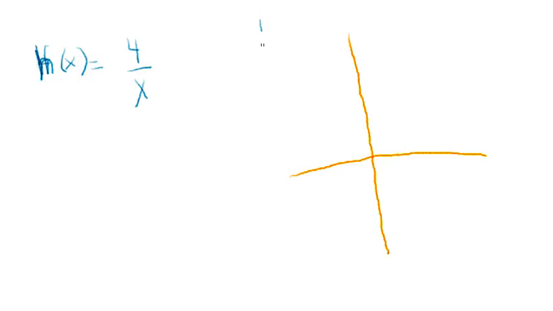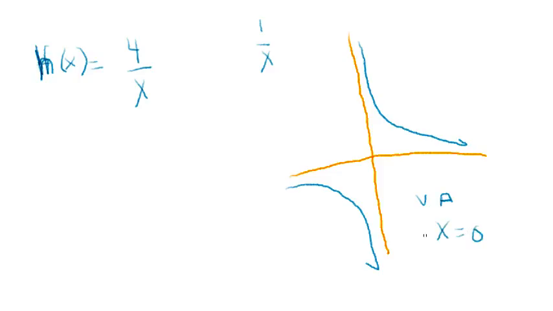If we were to graph 1 over x, it looks something like this. I know we're a little slanted here, but you get the idea. As you can see, the vertical asymptote is the y-axis, and we'd say the vertical asymptote is x is equal to 0. Well, we have the number 4 instead of the number 1, but the graph is pretty much going to be the same thing.